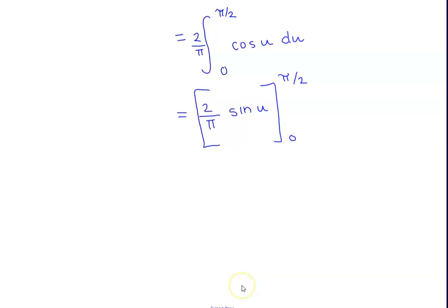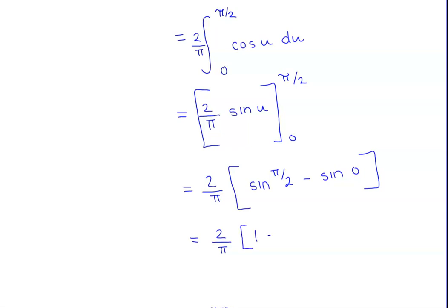So let's go ahead and put that in. We're going to factor out the 2 over pi, and then we're going to take the sine of pi over 2 and subtract the sine of 0. We know that the sine of pi over 2 is equal to 1. So we have 2 over pi times 1 minus the sine of 0, which is 0. So we end up getting 2 over pi times 1, and therefore our answer is going to be 2 over pi.